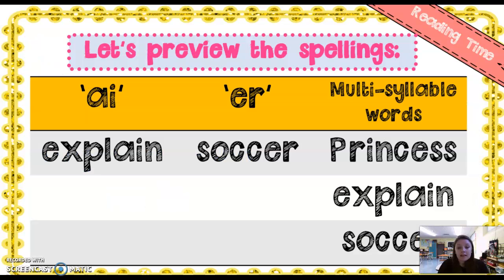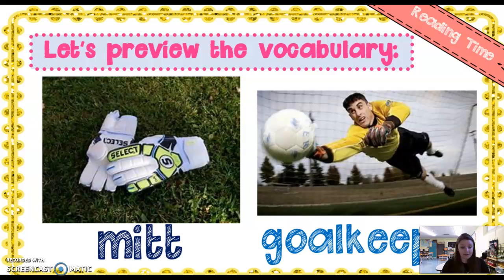Okay? Taking a look at some of the spellings that will be in our story, The Soccer Twins Part 1, we have an AI word that says A, explain. We have an R-controlled vowel word. The R is in charge of the E. This word says soccer. And then our multi-syllable words that are in our story today are princess, explain, soccer. Okay, and I'm sure you'll come across more multi-syllable words in our story, but I want you to be looking for those ones as you read.